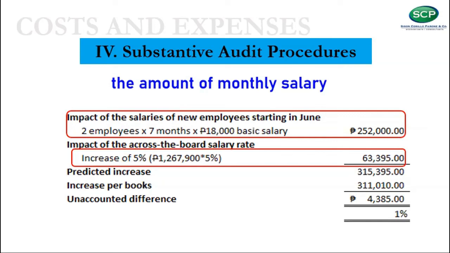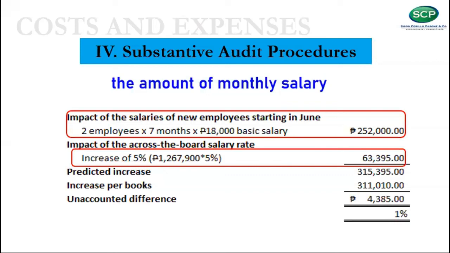So it will give us 315,000. Ang predicted nating increase or the impact of those two as per our computation is 315,395 pesos. And the increase per books earlier was 311,810. So basically, pag kinumpare natin yung predicted increase natin with the noted increase in salaries and wages from prior year to current year of 311,000, meron tayong unaccounted difference pa na 4,385 or just 1%.